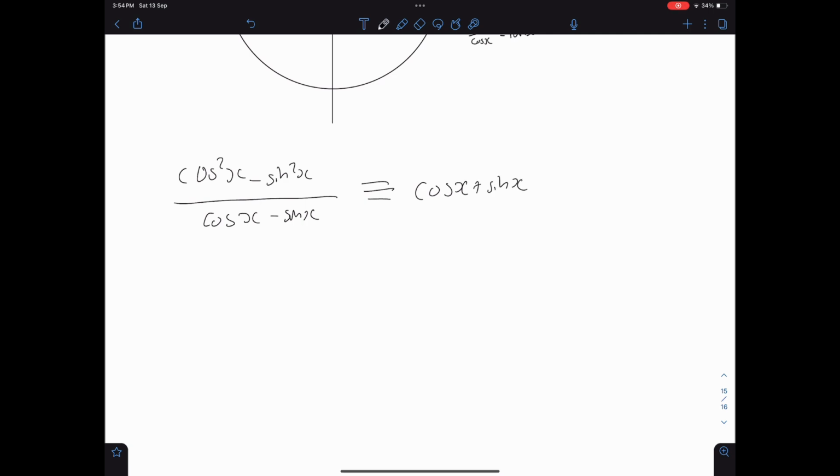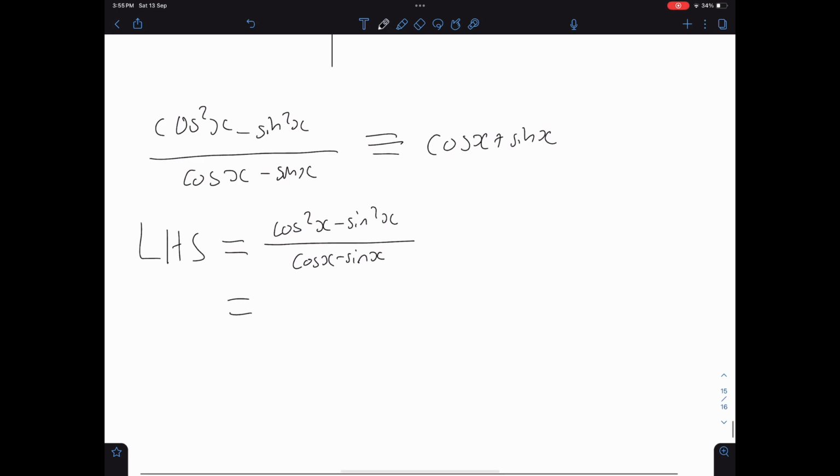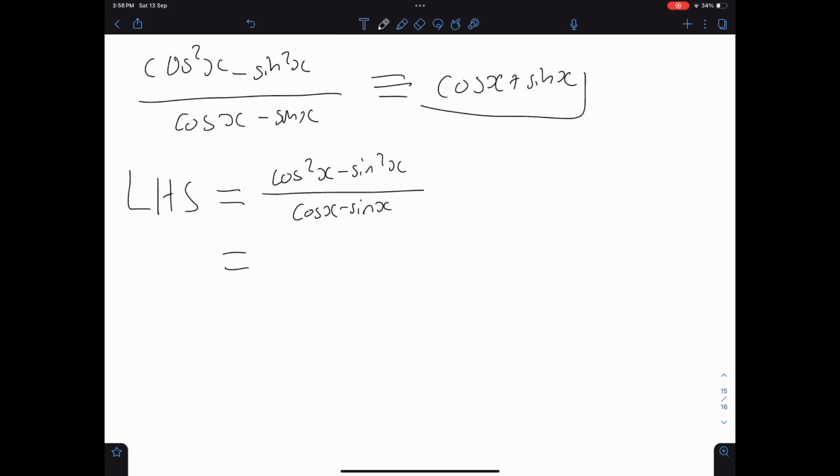And what you would write is you'd write left hand side and you'd choose the more complicated one, which is this one. And then you just work algebraically and with those identities to get to the right hand side. So we know that often with trig identities, you may need to use difference of two squares, and that's very useful.